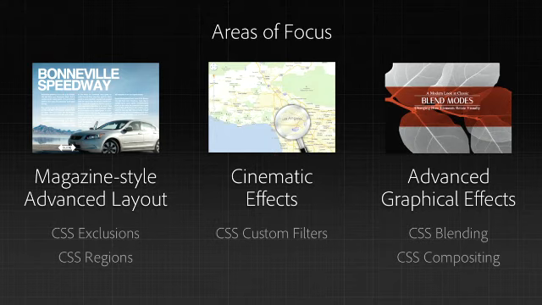There's three key areas that we're focusing on when it comes to web infrastructure, in the areas that we're working on moving the web forward. The first is magazine-style advanced layout, and this includes standards and specifications such as CSS exclusions and CSS regions. The second is cinematic effects. This includes CSS filters and CSS custom filters. And the third is advanced graphical effects, and this includes CSS blending and CSS composition.